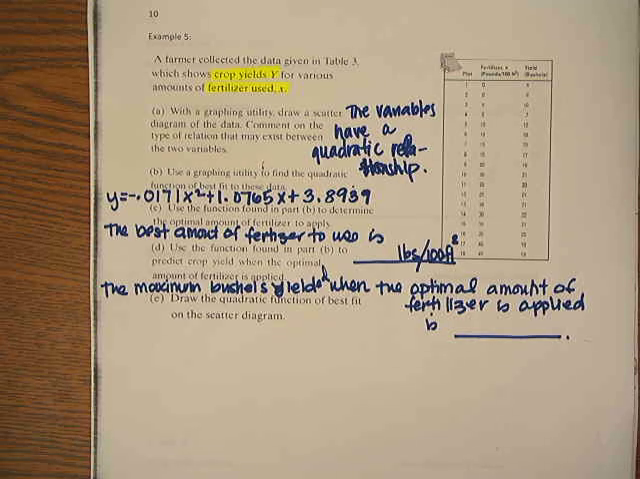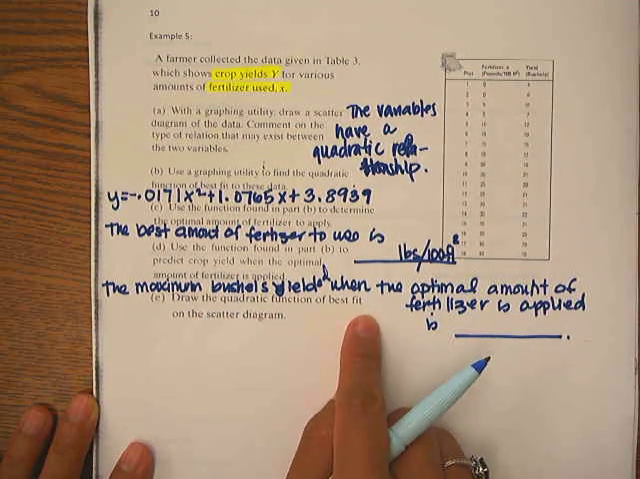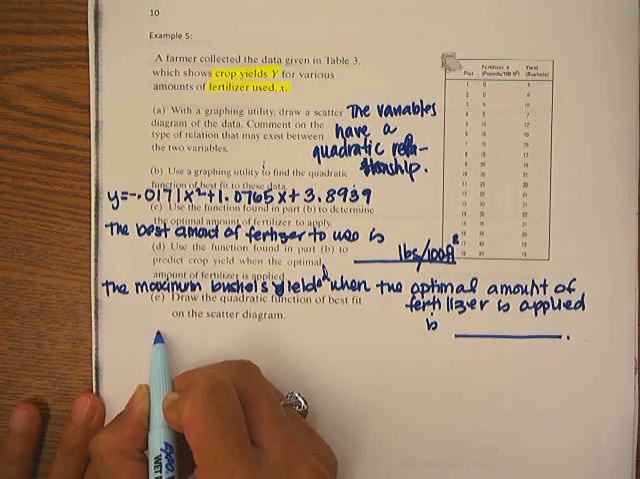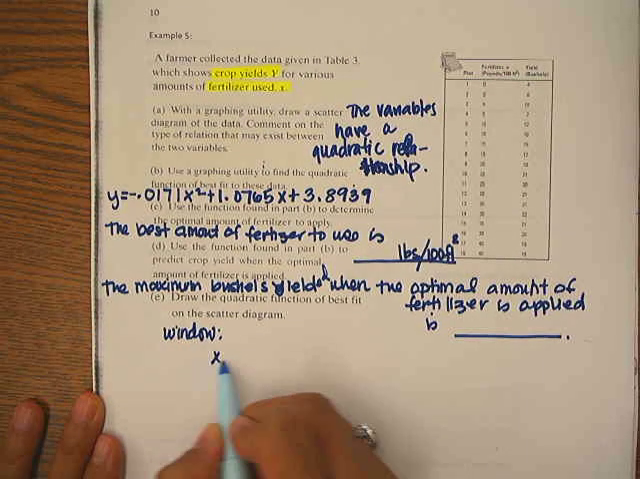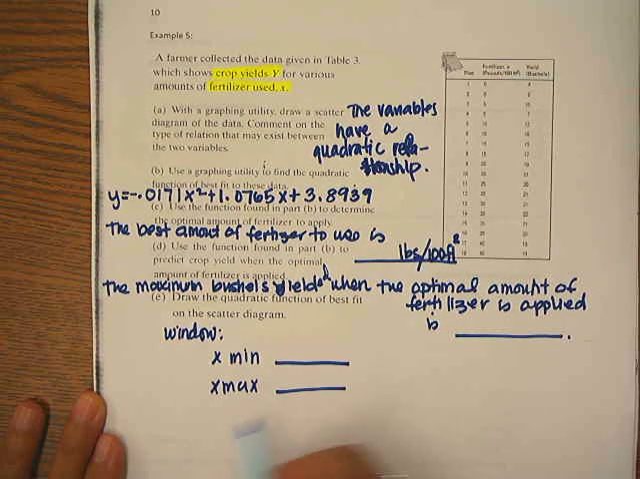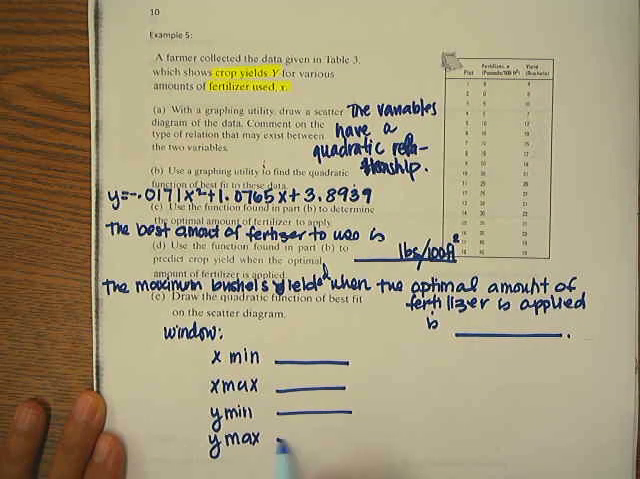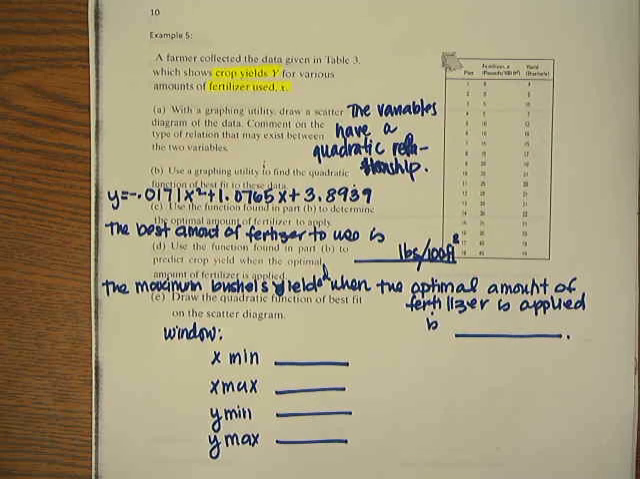Okay, so now that we have those answered, E, draw the quadratic function of best fit on the scatter diagram. For this one, I'm not going to ask you to do it by hand, but I'm going to ask you to give me the window of your calculator. So what is x min? What is x max? What is y min? And what is y max? If you are following these notes with your calculator, you should have all of these blank spaces filled in, okay? If you are not, then you just need to rewind it and start from the beginning with your calculator.